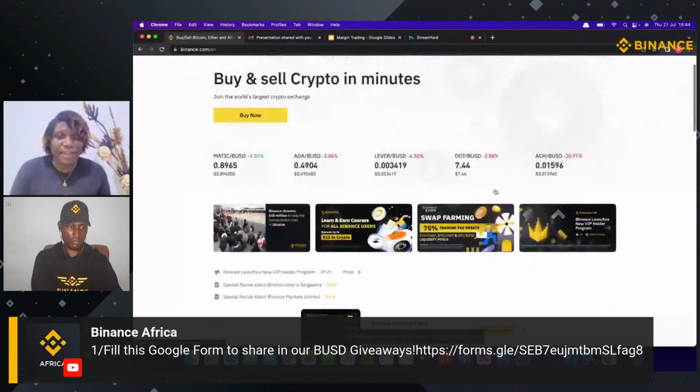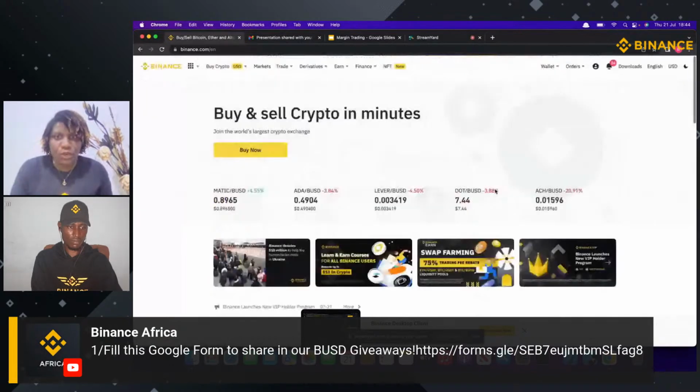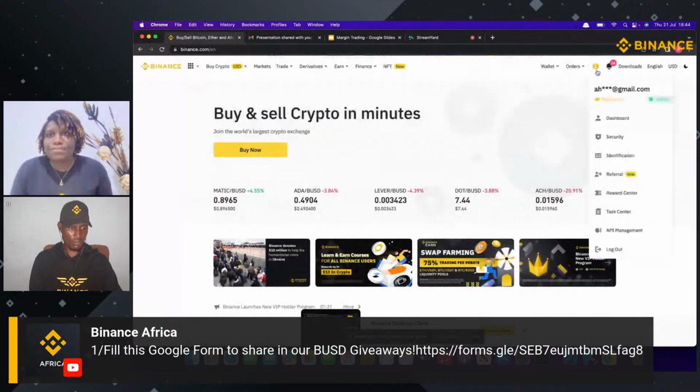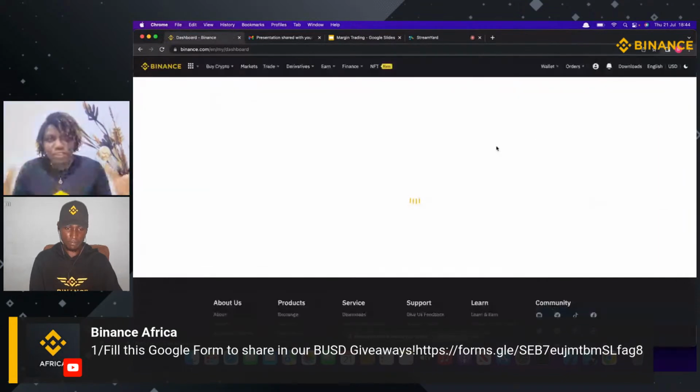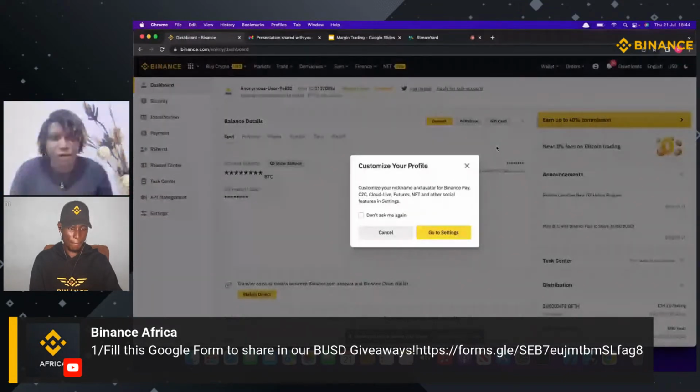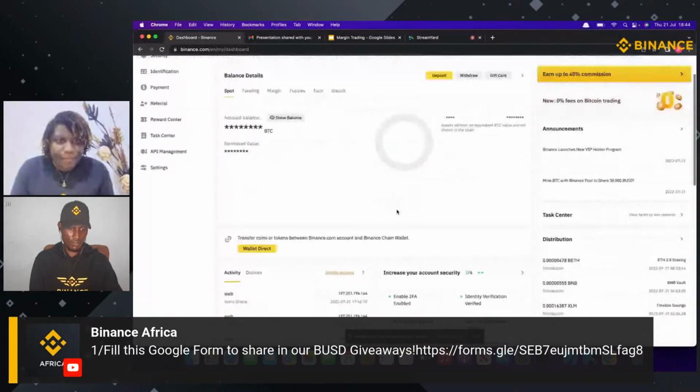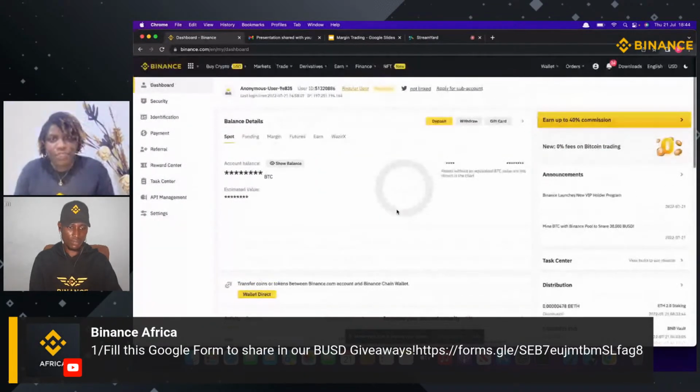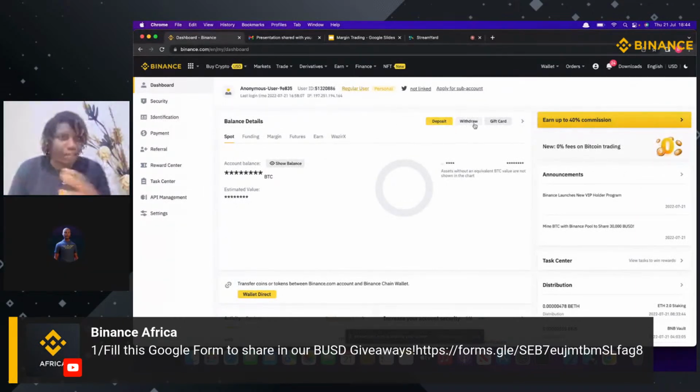Always ensure that it's Binance.com and avoid any phishing websites. Now you hover over this side, you see that this is your profile. Then move to your dashboard. So let's click on the dashboard. Here, you're going to have a general overview of your account. Customize your profile, I'm not doing that now. So here is your dashboard, and you'll be able to see the general overview of your accounts. So we have your deposit, withdrawal, gift card, all that.